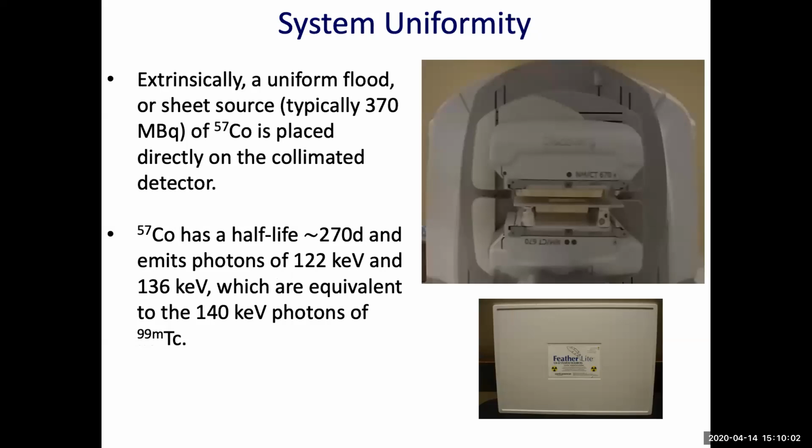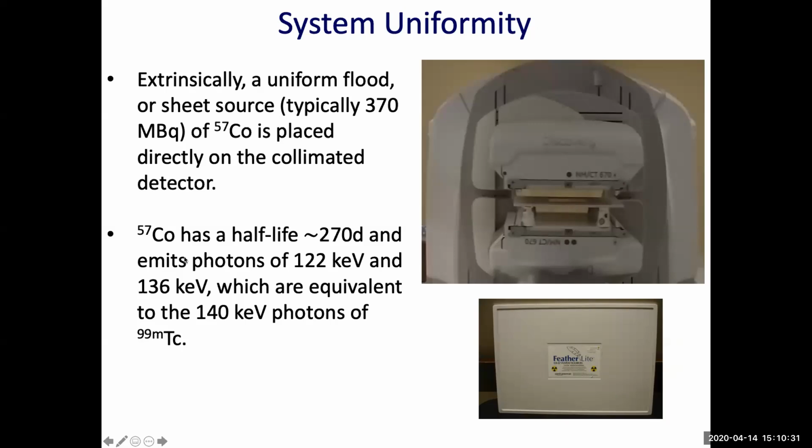In addition to intrinsic uniformity, you have to do also system uniformity to check the collimator also. Extrinsic means the collimator is on. And this is done by using the cobalt source, the uniform cobalt source. We put the cobalt source between the two heads, for example, and we check the uniformity. The response of the camera should be uniform because we are exposing it to the uniform radiation source.